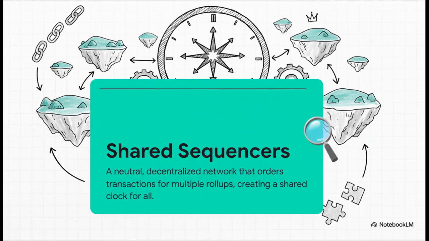All right, next approach, shared sequencers. Think of this like a neutral public utility. Instead of each island having its own ruler deciding the order of events, a shared sequencer network like Astria or Espresso acts like a fair and decentralized air traffic controller for everybody. It creates one single shared clock for a whole bunch of different rollups, which is a massive step towards getting them to play nicely together.